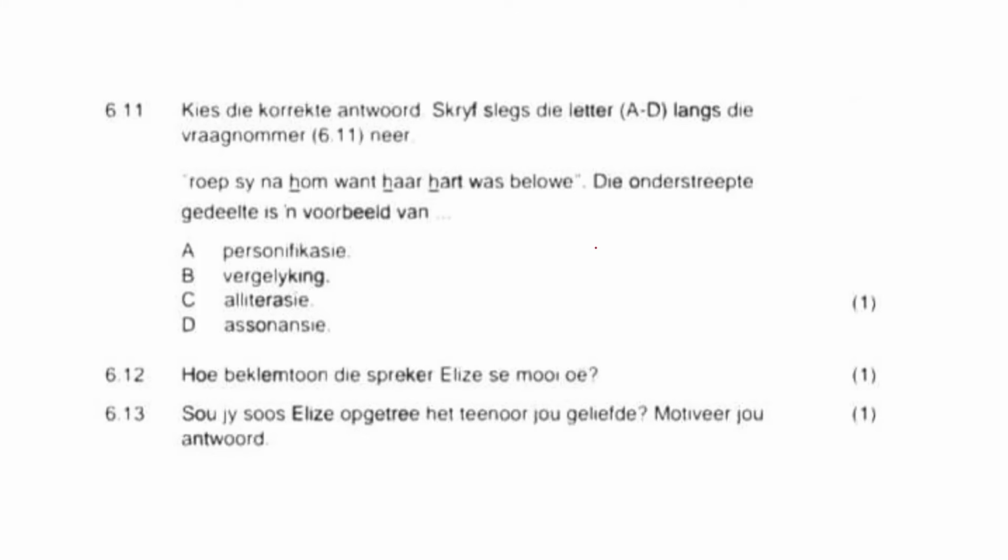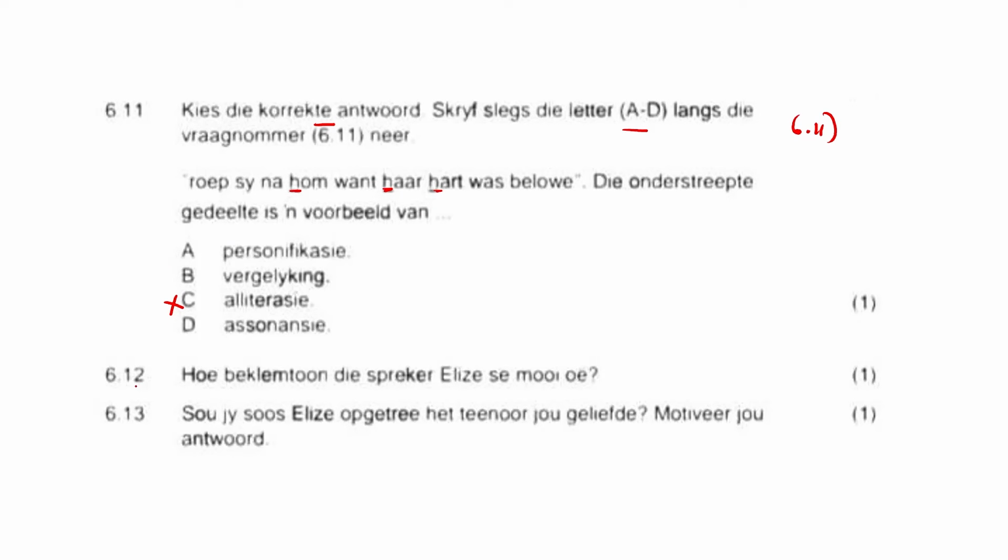Then 6.11. Choose the correct answer. Only write A to D next to the question number. So your answer would look like this. So you put 6.11 and you choose A, B, C or D. Roep sy na hom, want haar hart was beloof. Die onderstreepte gedeelte is 'n voorbeeld van personifikasie, vergelyking, alliterasie, assonansie. So they are underlined consonants. There's a repetition of consonants, and when there's a repetition of consonants, that is alliteration.